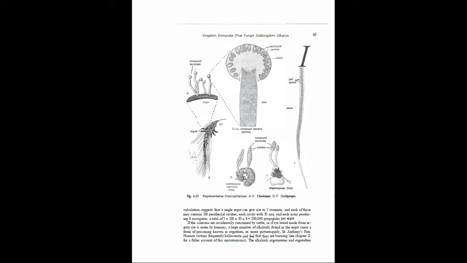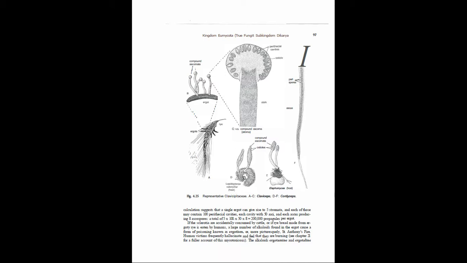x 50 x 8 equals 200,000 propagules per ergot. If the sclerotia are accidentally consumed by cattle, or if rye bread made from ergoty rye is eaten by humans, a large number of alkaloids found in the ergot cause a form of poisoning known as ergotism, or, more picturesquely, St. Anthony's fire. Human victims frequently hallucinate and feel that they are burning. See Chapter 21 for a fuller account of this mycotoxicosis.